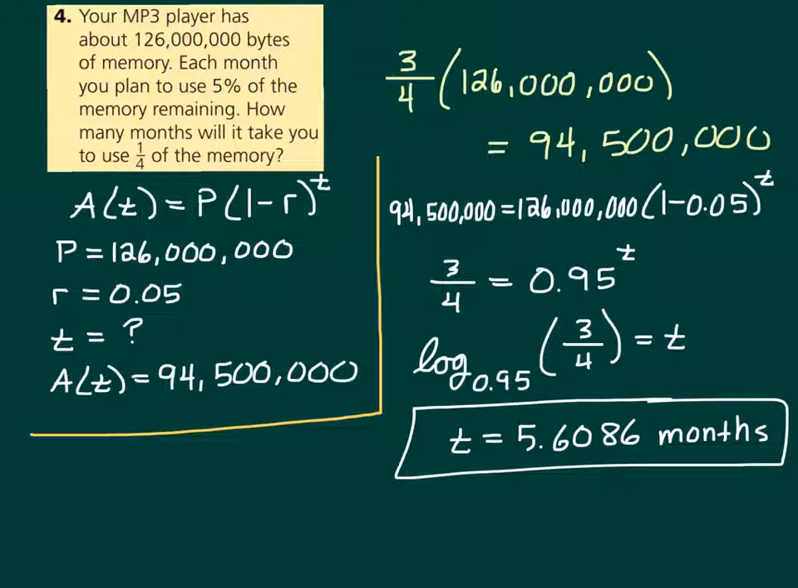So, a fairly straightforward little word problem. You just have to realize this is the formula you're using. Understanding that P is 126 million and R is 0.05 should be pretty doable. The most difficult thinking aspect here is trying to figure out that A of T should be 94,500,000. How many months will it take you to use 1/4 of the memory? So you have to really think about that and understand they're asking how many months until 3/4 of what you started with is left, and then you have to figure out what 3/4 of what you started with is, 94,500,000.